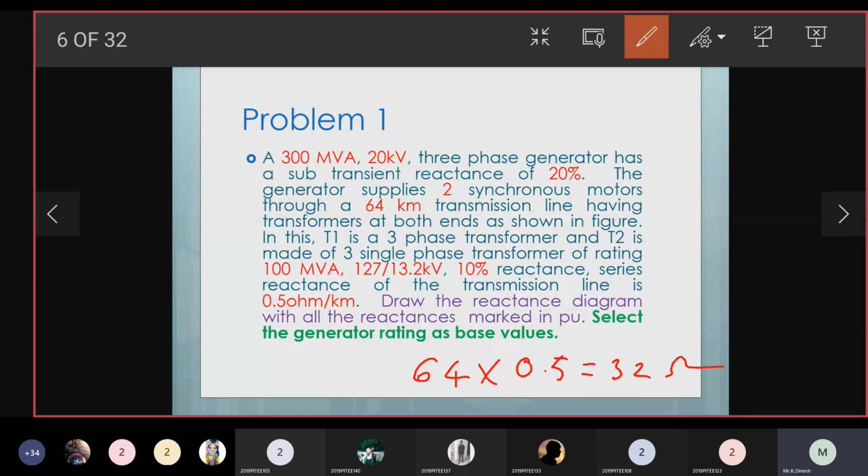So what is our intention? Draw the reactance diagram with all the reactances marked in per unit. So we have to draw the reactance diagram. That is our first thing. One more key, the letters in green color are the key: select the generator rating as base values. This is the key paradigm to solve this problem. You have to select the generator rating as base values. So this is the initial starting point for our problem.